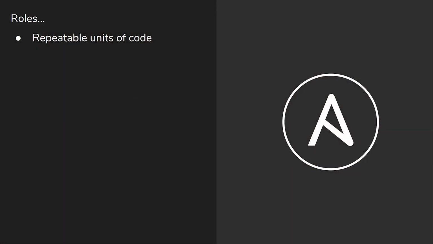Roles are repeatable units of code, but just think of roles as a way of wrapping up lots of playbooks, lots of files, and then packaging them in a way that's very portable, very shareable, and very repeatable. Okay, so with playbooks, we were able to write them and then run them lots of times. With roles, we can actually run roles multiple times in a single playbook.